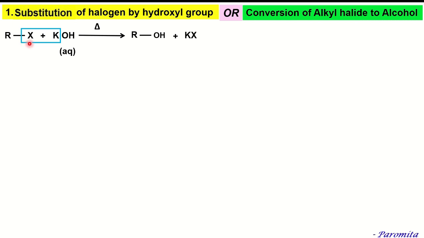This alkyl halide R-X reacts with boiling aqueous KOH to yield alcohol ROH plus KX. This KOH dissociates to give K plus OH minus. This OH minus is the attacking nucleophile. Now this OH minus attacks this carbon of this R group and R-X bond is broken, leading to the formation of ROH and X minus, that is halide ion, is the leaving nucleophile.